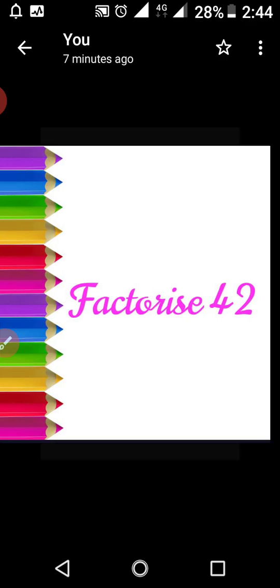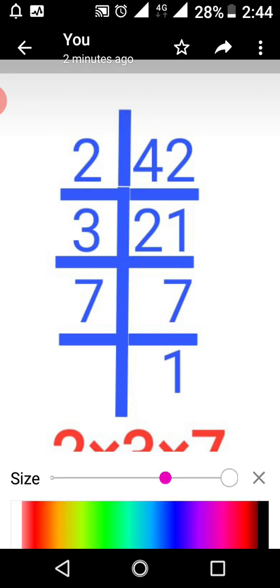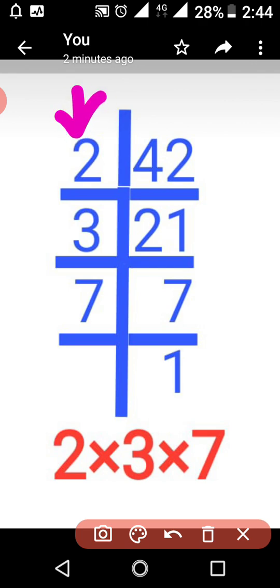Now if you observe here 42, we know already 2 is the smallest prime number. So, 2 is dividing 42 21 times. 2 21s are 42. Now we are writing like this, 2 and 21 here. This is a 2 and this is a 21. 2 21s are 42.